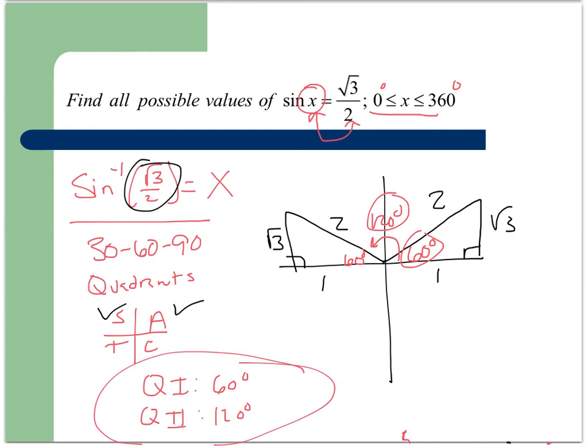I'll do a couple more examples, but the basic idea is to identify the quadrants based on whether the sine value or the trig value is positive or negative, draw your triangles, and then work backwards to find the angles. If it's not a special angle, you have to use your calculator.